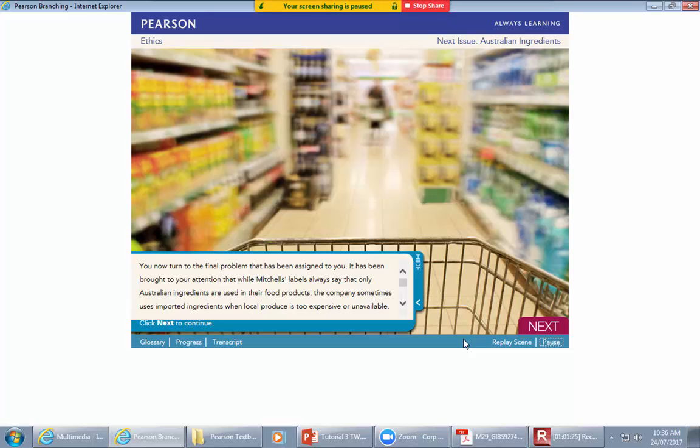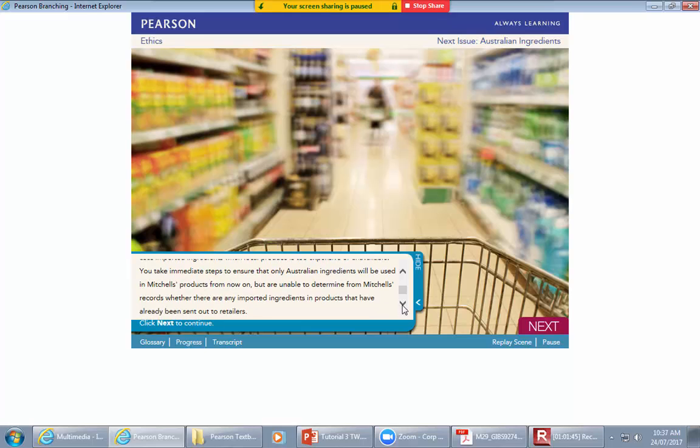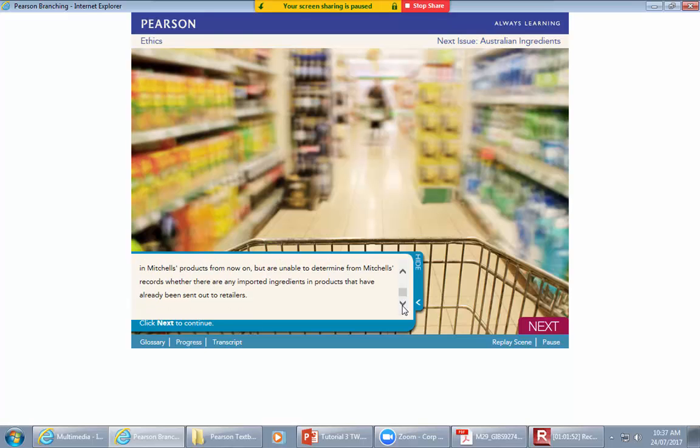You now turn to the final problem that has been assigned to you. It has been brought to your attention that while Mitchell's labels always say that only Australian ingredients are used in their food products, the company sometimes uses imported ingredients when local produce is too expensive or unavailable. You take immediate steps to ensure that only Australian ingredients will be used in Mitchell's products from now on, but are unable to determine from Mitchell's records whether there are any imported ingredients in products that have already been sent out to retailers.